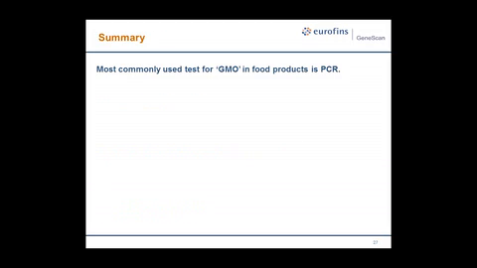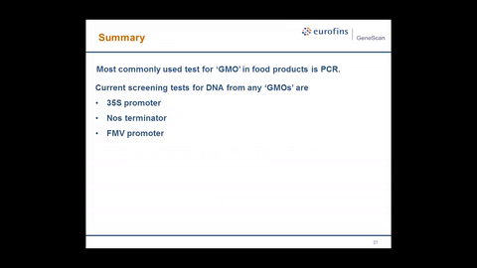So in summary, the most commonly used test for GM in food products is PCR. And currently, you get very good coverage using the combination of the 35S promoter, the NOS terminator, and the FMV promoter, because they're widely used in corn, soy, canola, and a number of other crops. Over time, that will be changing, but as of today, we're still pretty good with this setup.